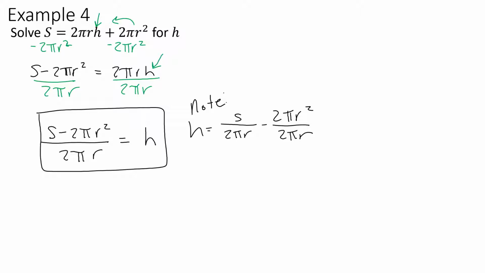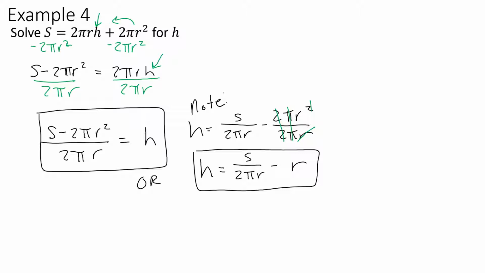That's what h equals. So now only in one of those fractions can I cancel. The 2's cancel, the pi's cancel, one of the r's in the denominator cancels with one of the r's in the numerator, leaving me with the first term, s divided by 2 pi r, minus r. So that's two ways of writing the same thing.